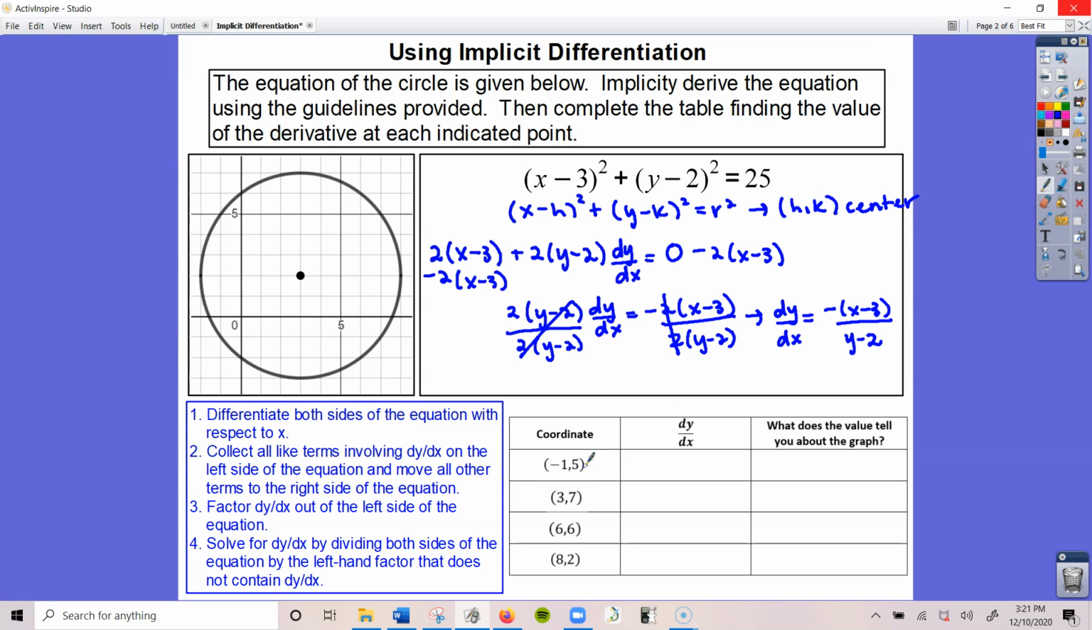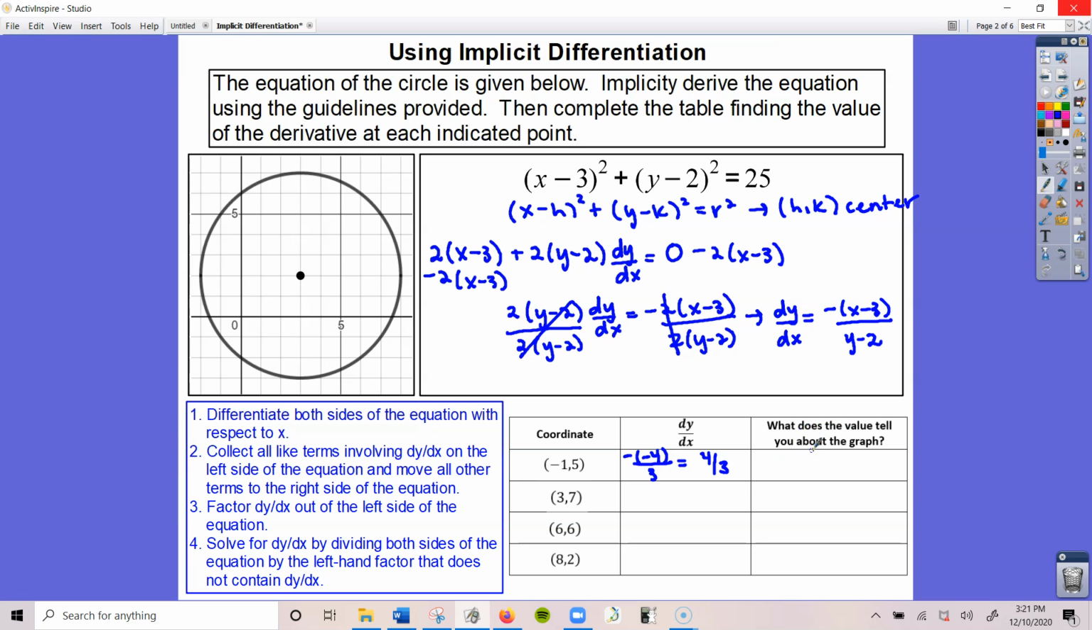Now we're ready to fill out this chart here. We have these particular coordinates and we want to know what the derivative is at these coordinates. Remember that when we're finding the derivative value for an implicit function, we need both the x and the y, which is why we're given those coordinates. So let's try that out. We're going to plug in x is equal to -1, so that would be -(-1 - 3), which is 4, over 5 - 2, which is 3. And this gives me a positive 4/3.